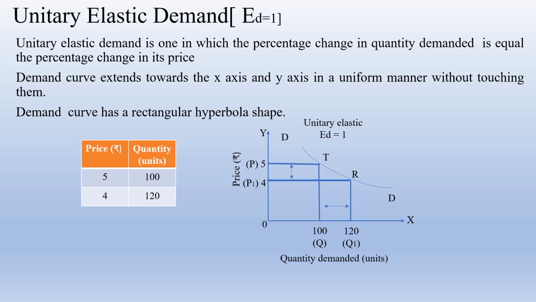That is, first case price 5, then quantity demanded in units equal to 100. Then a slight change in price, that is 4, its price decreases by 1, that is 4. Then quantity demand increases to 120. Then the graphical representation, a rectangular hyperbola shape, ED equal to 1.